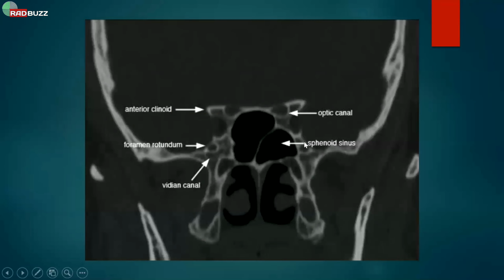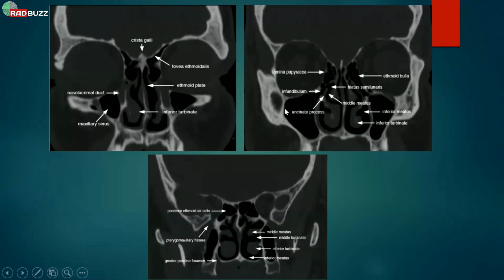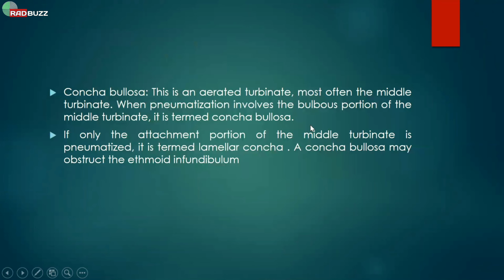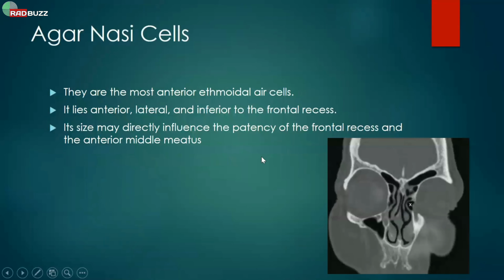Let me show you this one over here. If you can make out, this is the middle turbinate. That's one. There is no aeration of it. Now here you can see these are pneumatized. So this is called concha bullosa. If only the infundibular part of the draining area is pneumatized, that's lamellar concha, only this portion, not all of it. You can see this infundibular draining part is there, but still we can see the bony projection here and the concha around it. So the attachment portion is pneumatized, it's lamellar concha.